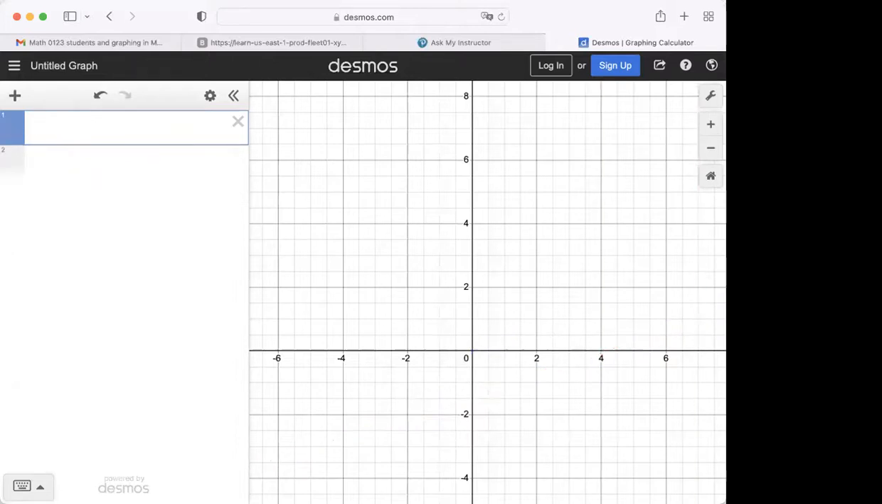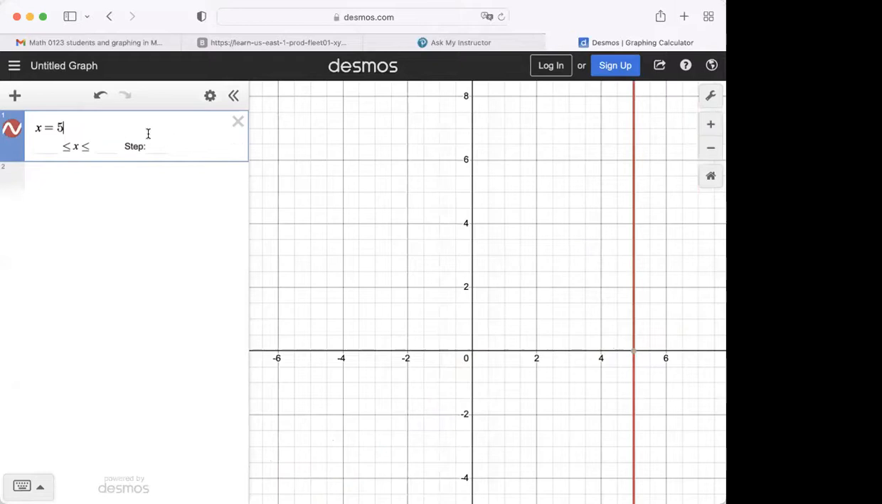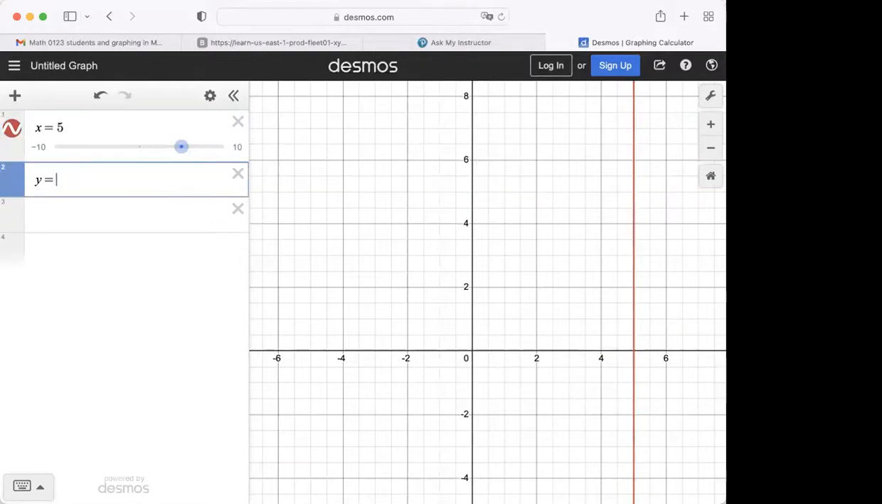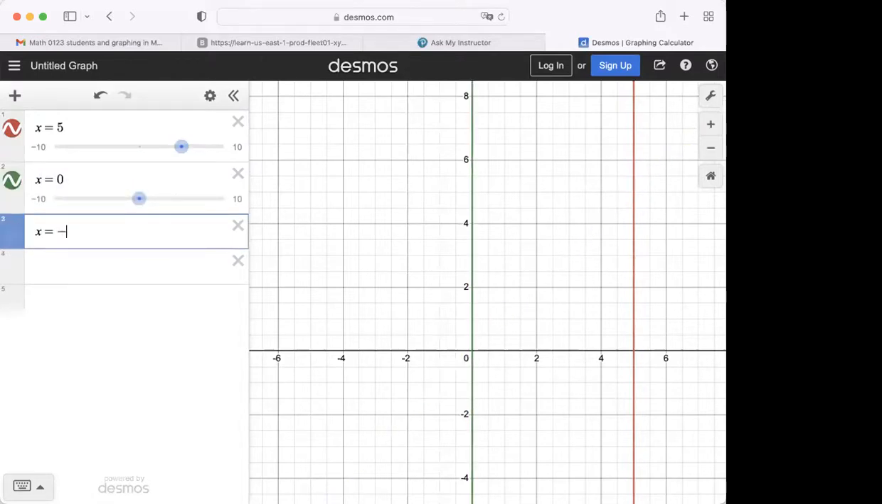We said, let's use x is 5. Good. Y is 5. Do you see how for this one, every value of x is 5? 2, 5, 4, 5, -6, 5. Here, every value of y is 5. X is 5. 5, 2, 5, 0, 5, -2, approximately. Good. So x is 5 is there. X is 0 is here. X is -1 is here.